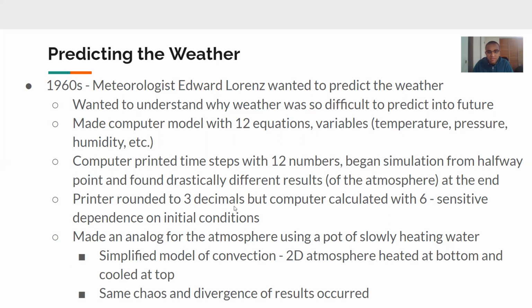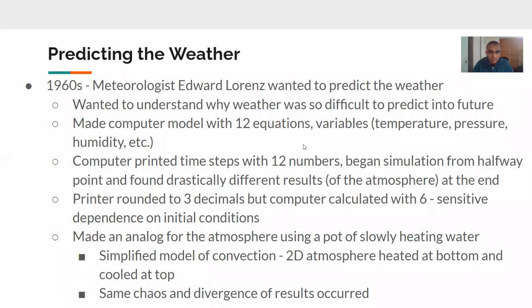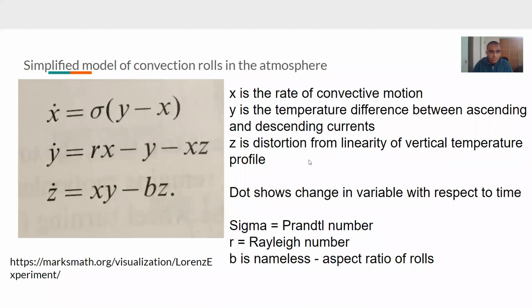So he tried to see basically where this chaos was coming from, so he made an analog and a simplified model of convection regarding a 2D atmosphere heated at the bottom and cooled at the top. So he was able to see chaos and the divergence of results. So he created a simplified model of the convection rules in the atmosphere, right?